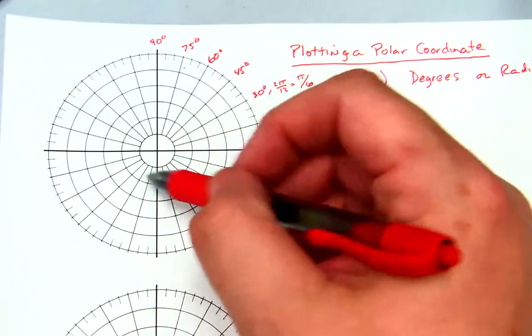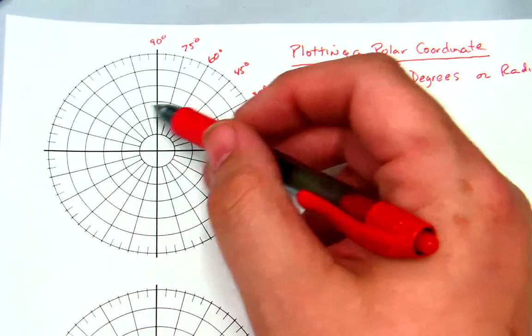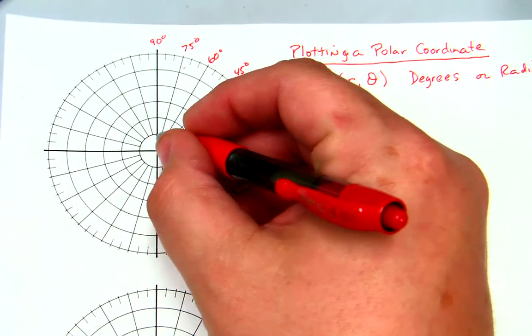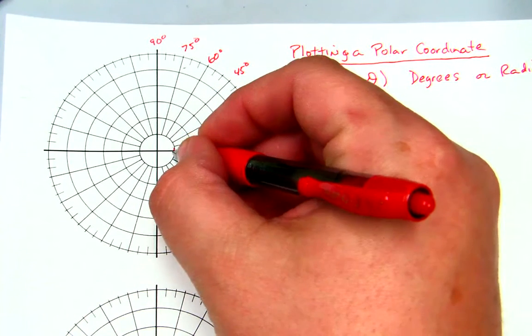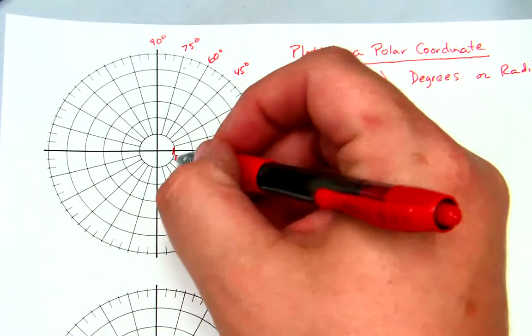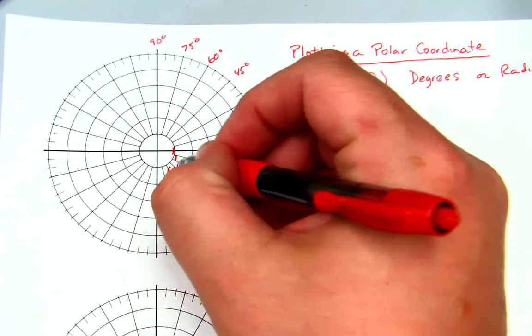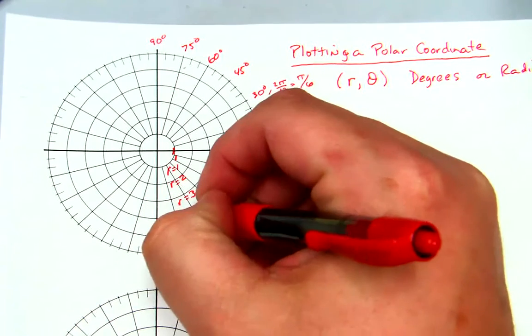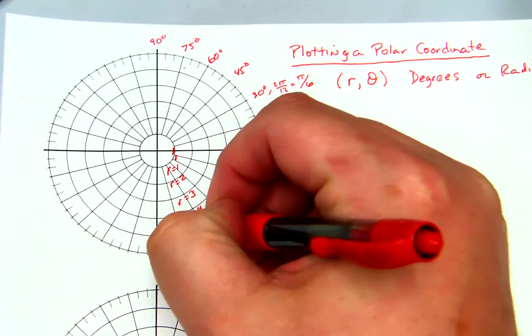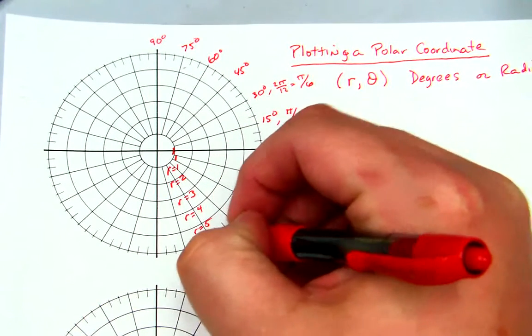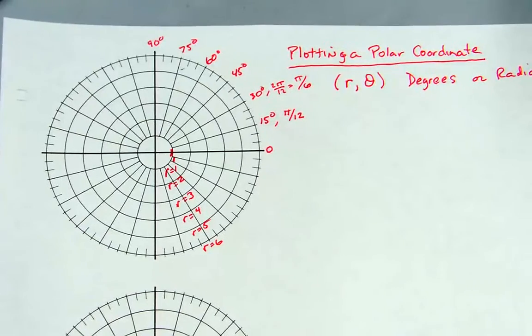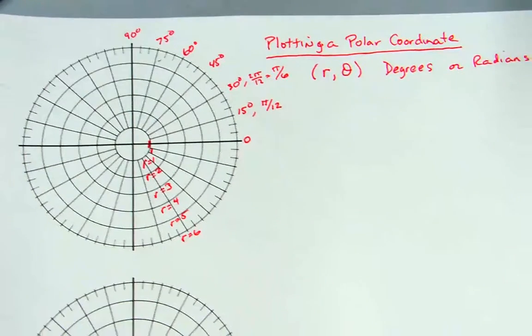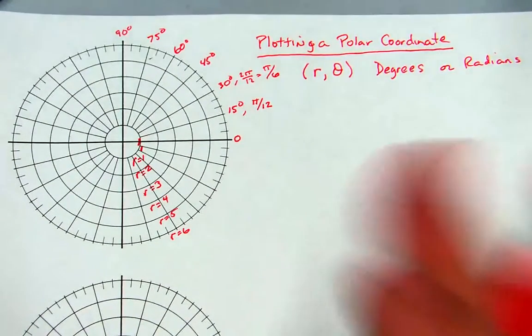Now, each ring here represents our r value. This first ring, that's r equals 1. This is r equals 2, r equals 3, r equals 4, r equals 5, r equals 6. So, plotting a point is extremely easy.